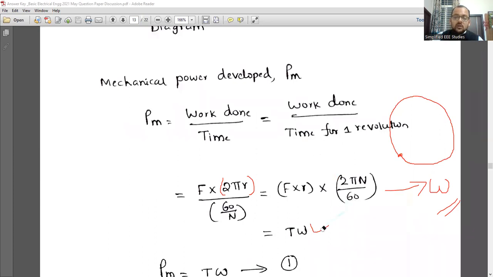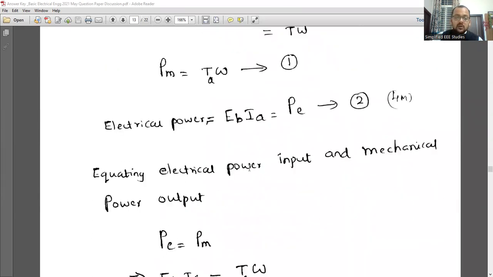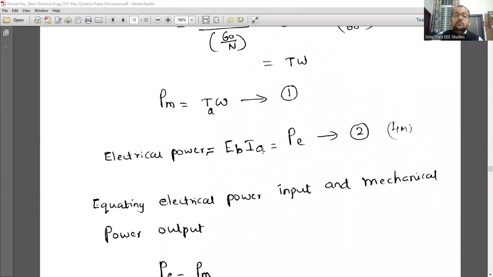Now we are to talk about the input power. This is your output power. What is output power? T omega. What about the input power? So input power is given by EB into IA, where EB is known as back EMF.